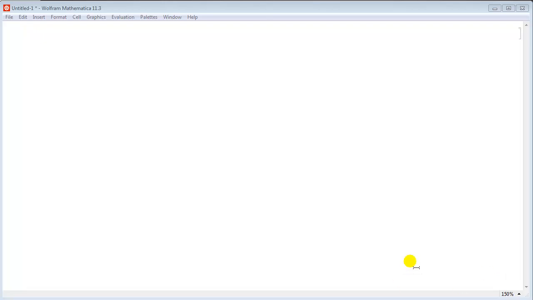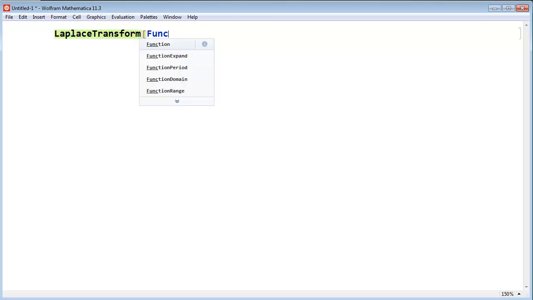Once you're done with that, to find the Laplace transform of a function, all you have to do is type in LaplaceTransform. It's capital L, capital T, one word, and then square bracket. Then you type in the function whose Laplace transform you want to find, comma, the variable of that function, comma, and the variable of the transform function, which is going to be s.